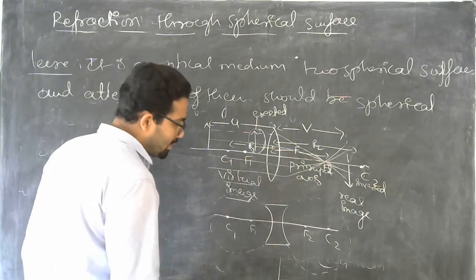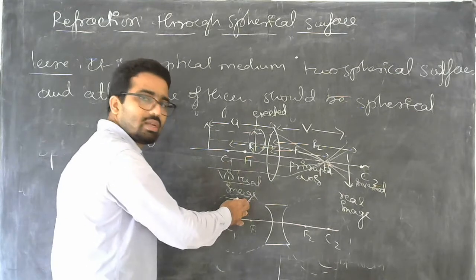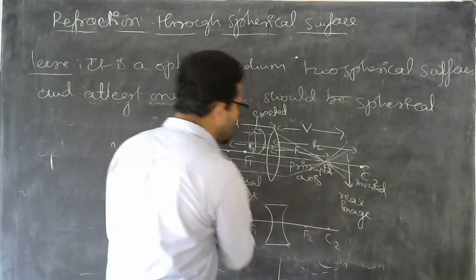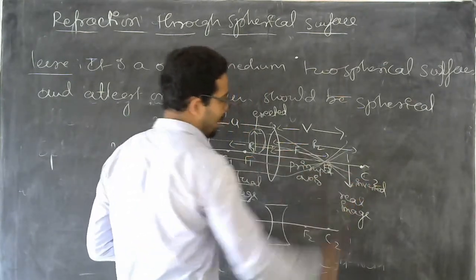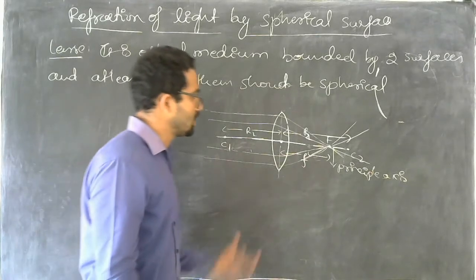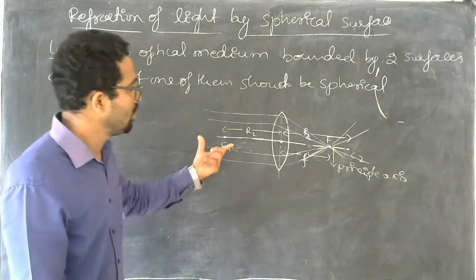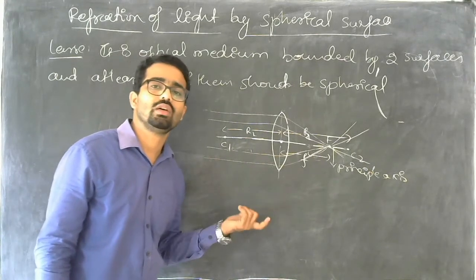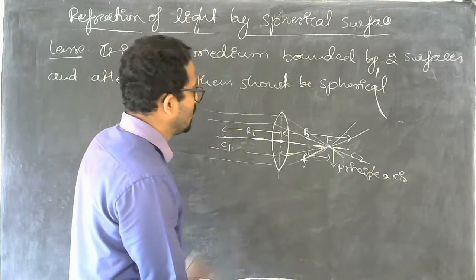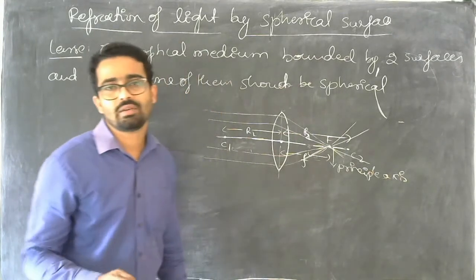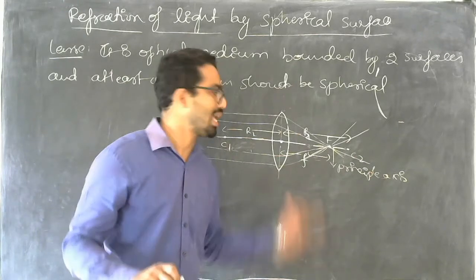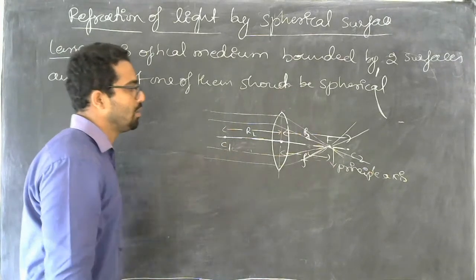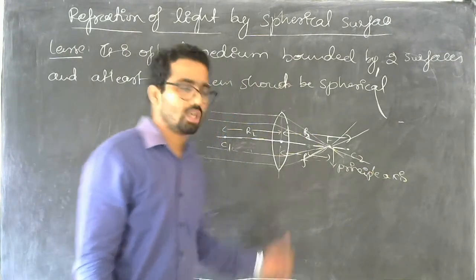And whatever image is formed on the same side as the object is called a virtual image, and the image formed on the opposite side of the object is called a real image. So this is about some of the terms which we use while discussing the concept of refraction through a lens. This is true for both lenses, I mean for the concave as well as the convex lens.